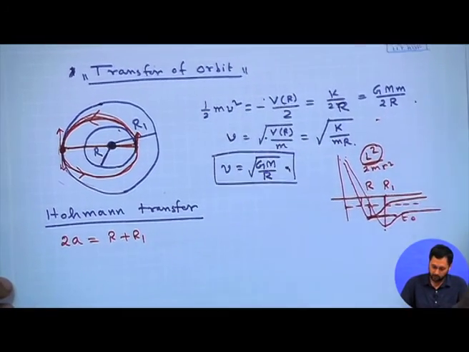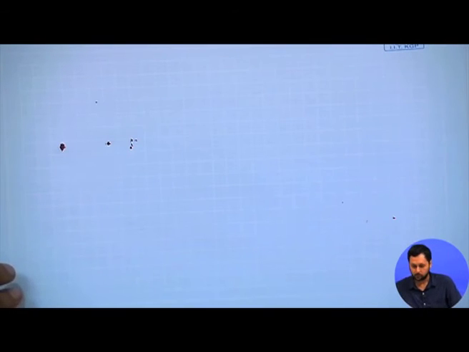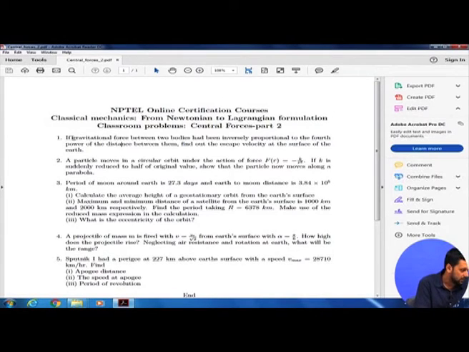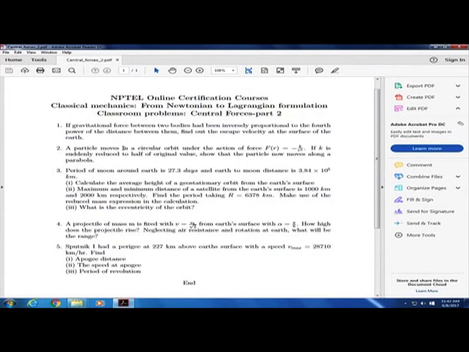So, let us move on and try to solve some problems. So, we start with this new problem set where we have 5 problems. Now, out of that 5 we will see how much we can do in the class. I wish to cover all of it.